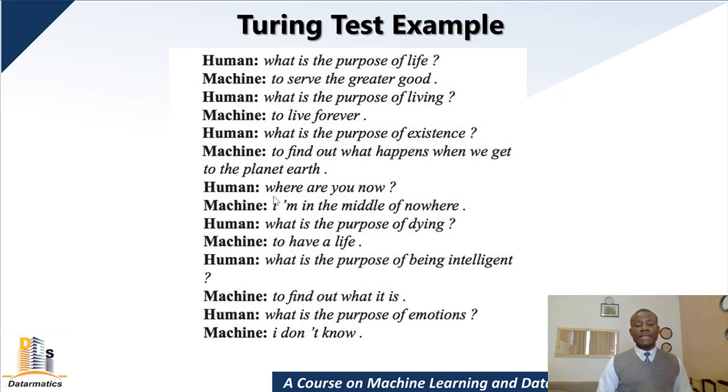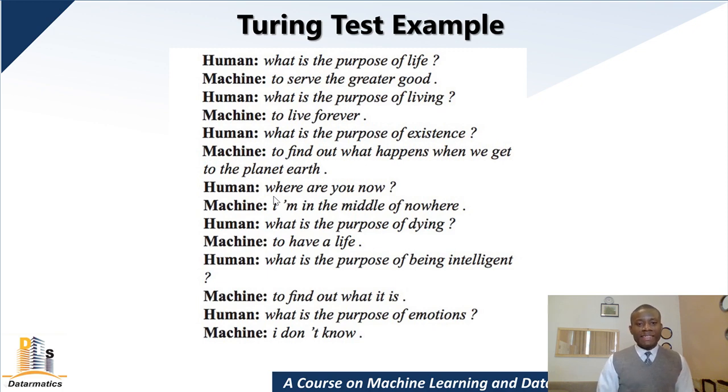So now let's take an example of how the Turing test works. We have a human communicating with a machine somewhere, but he doesn't know that this is a machine. He asks, what is the purpose of life? The machine responds, to serve the greater good. What is the purpose of living? To live forever. So it tends to make sense at this point. What is the purpose of existence? To find what happens when we get to the planet Earth. It's kind of being funny at this point.